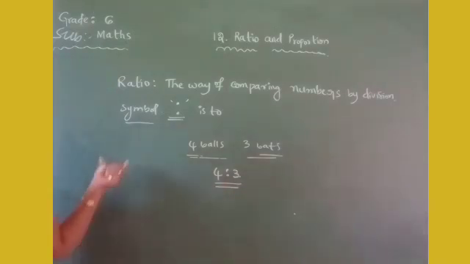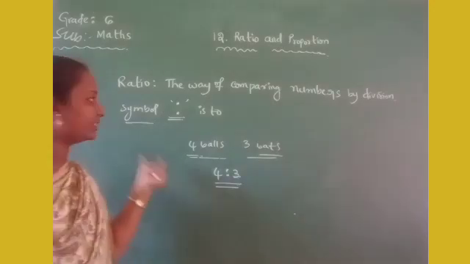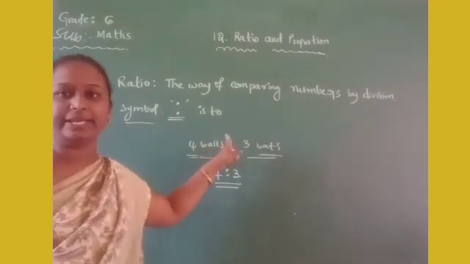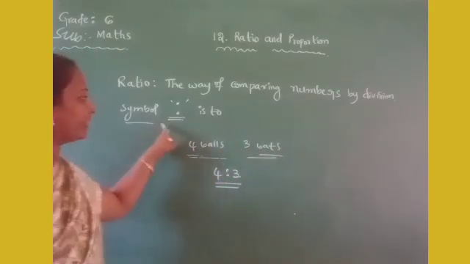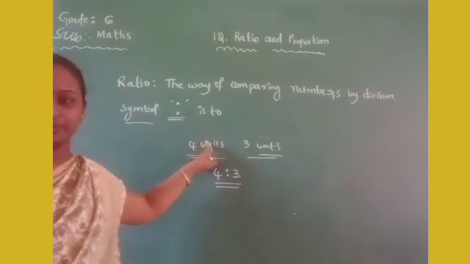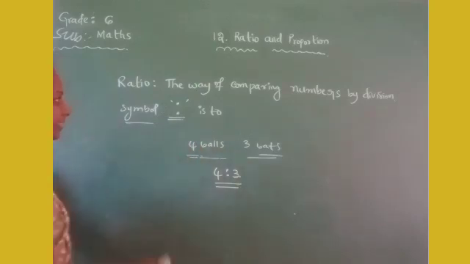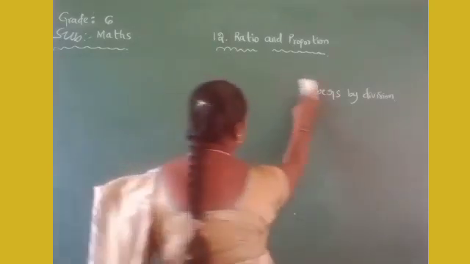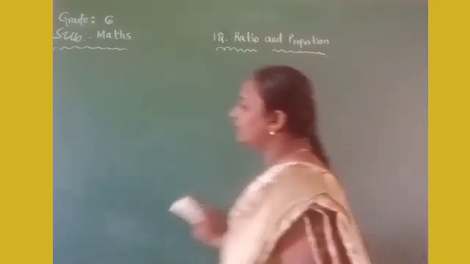In this class, you have learned what the ratio is. Ratio is the way of comparing numbers by division, and the symbol of ratio is "is to". The order is also very important. The next topic you are going to learn in the next class.